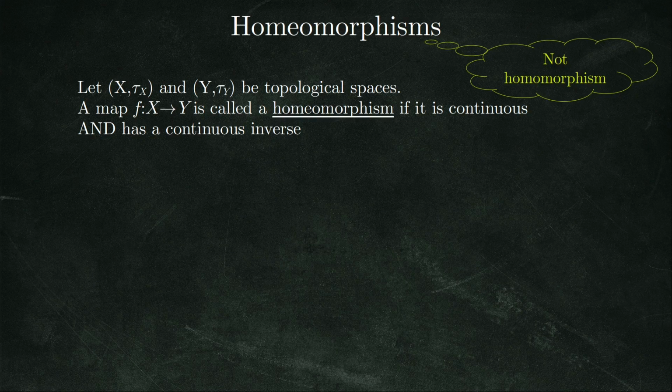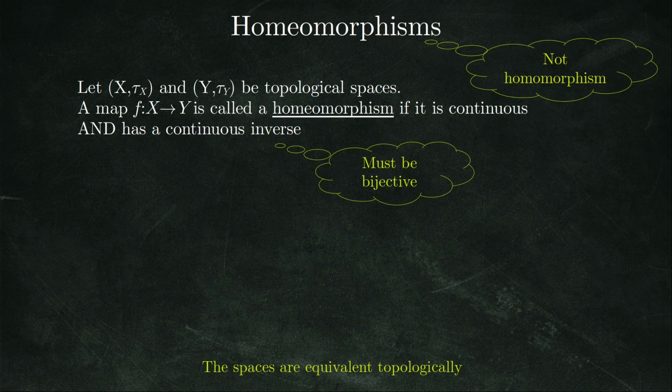And when we think here, if F is continuous and has a continuous inverse, what that means is if we have an open set in X, it goes to an open set in Y. If we have an open set in Y, it goes to an open set in X. And remember that in order to have an inverse, it must be bijective, so it must be one-to-one. And this is basically what we're saying: the spaces are topologically equivalent. If two topological spaces are homeomorphic, then everything we look at topologically in one is the same in the other.